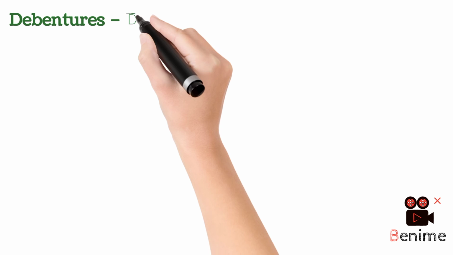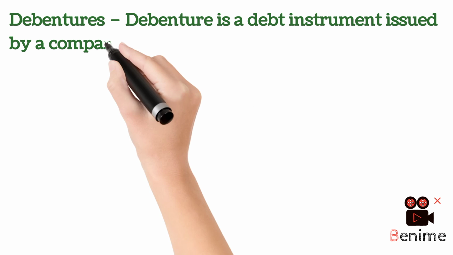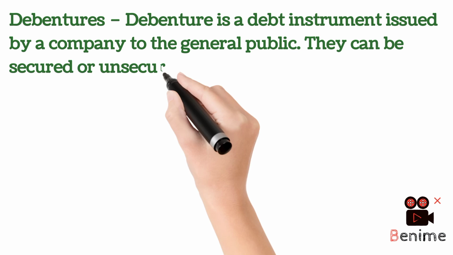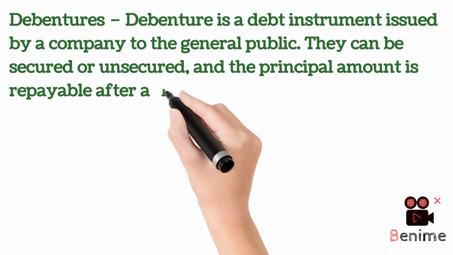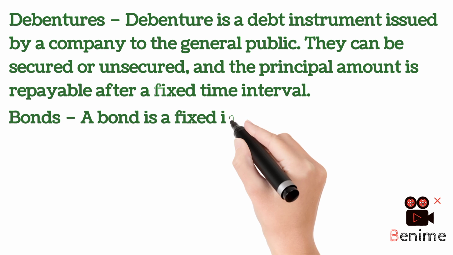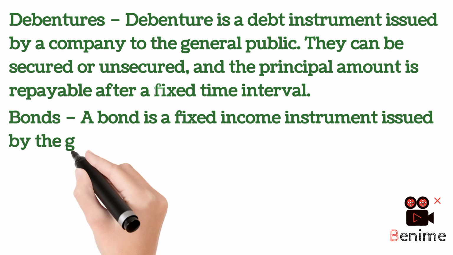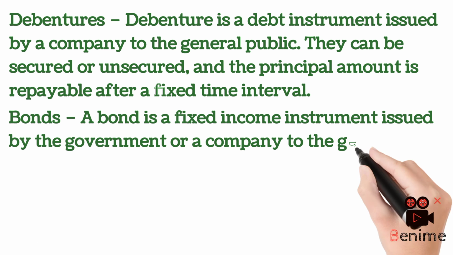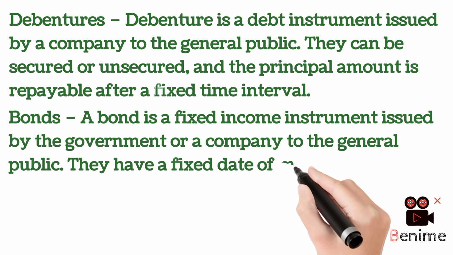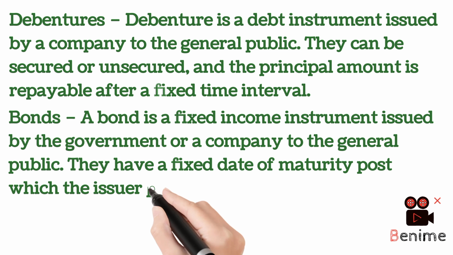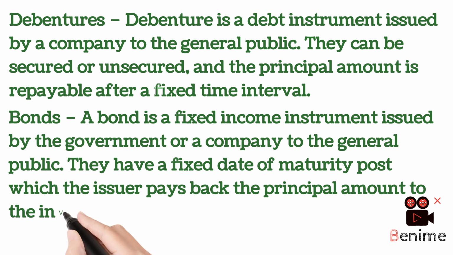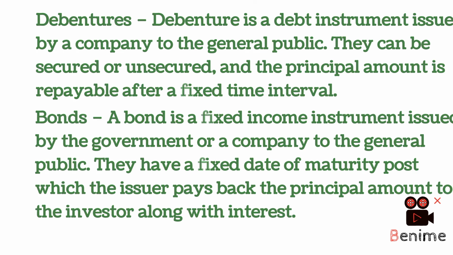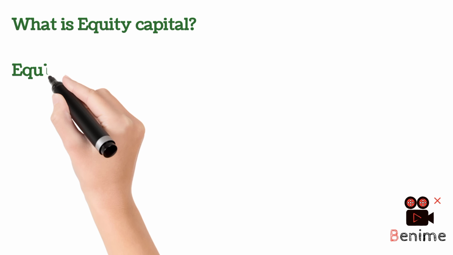Debentures: a debenture is a debt instrument issued by a company to the general public. They can be secured or unsecured, and the principal amount is repayable after a fixed time interval. Bonds: a bond is a fixed income instrument issued by the government or a company to the general public. They have a fixed date of maturity, post which the issuer pays back the principal amount to the investor along with interest. What is equity capital?